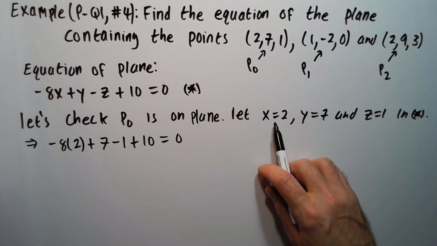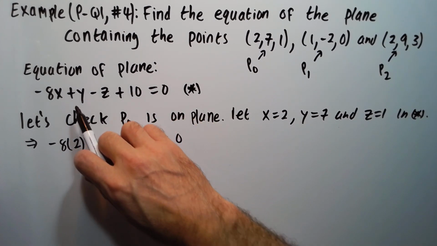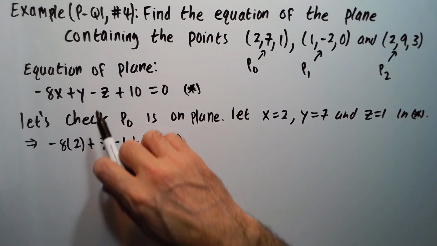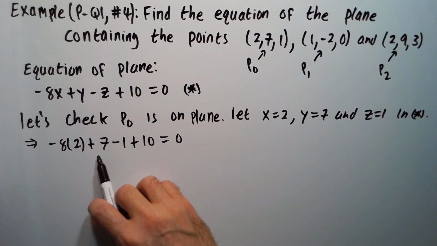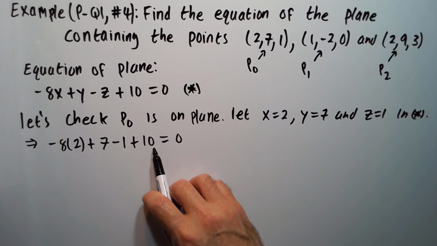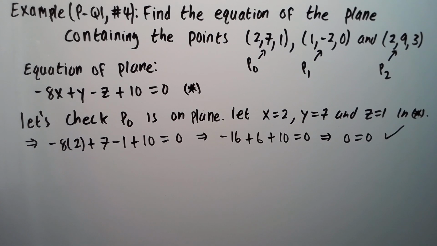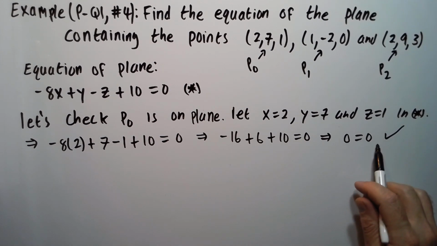So plugging x equals 2 in place of x, y equals 7 in place of y, and z equals 1 in place of z here, we get negative 16 plus 7 minus 1 plus 10. That looks like it's going to be 0. So that checks out, because you get 0 equals 0.